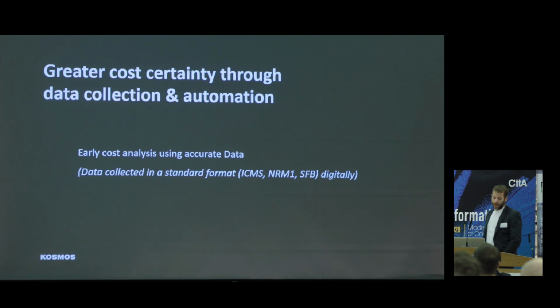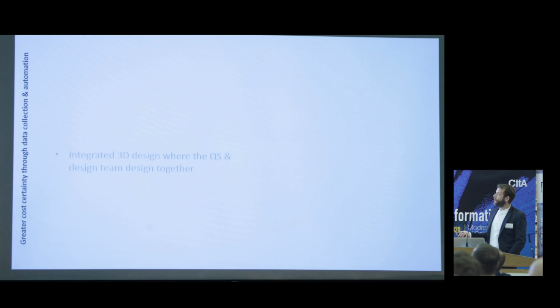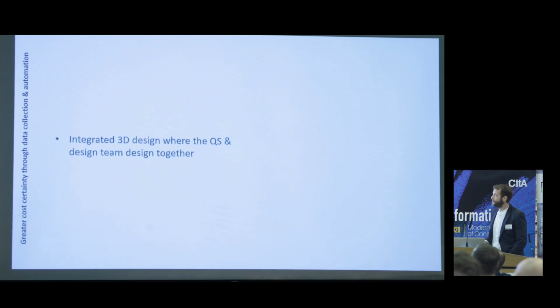Greater cost certainty through data collection and automation. Early cost analysis using accurate data. Data is one of the most important things when we talk about cost from a QS perspective. The collection of that needs to be in a standard format, whether it's ICMS, NRM, or SFB, which we use in the Nordics. It needs to be collected digitally. PDFs these days, no good. We need to move away from that as quickly as possible and get into our software to collect this data so that we can get into automation in the future. It is an important part of what we will do as QSs in the future.